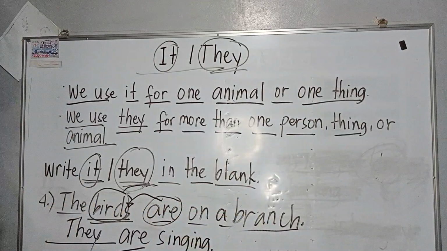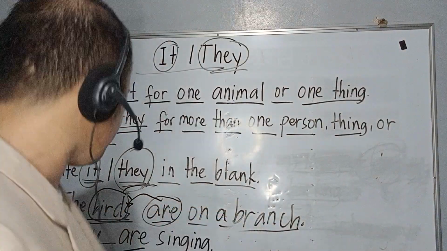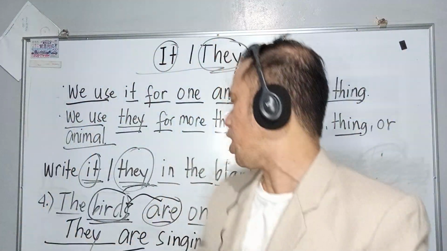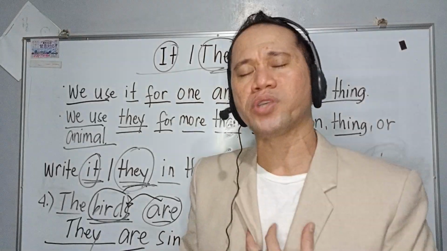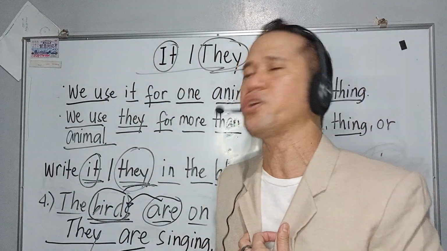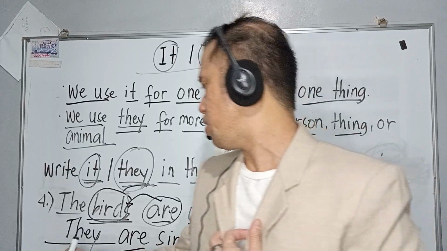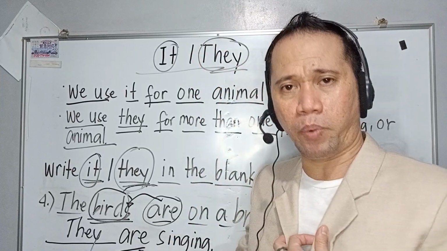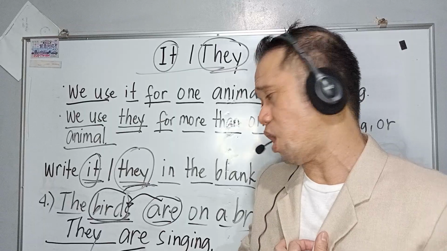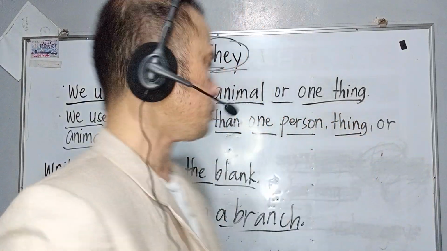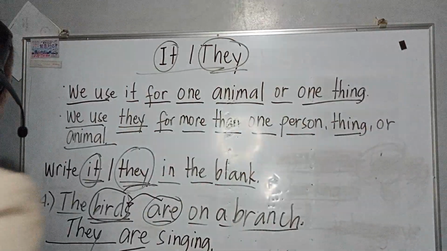So we choose they are singing, not it are singing, because automatically class, when you use it, then your verb is are. That means automatically wrong grammar. Automatically your answer is incorrect. That's why we need to use they so that it is correct with our verb here in order to complete the sentence. Now let us proceed to number 5.